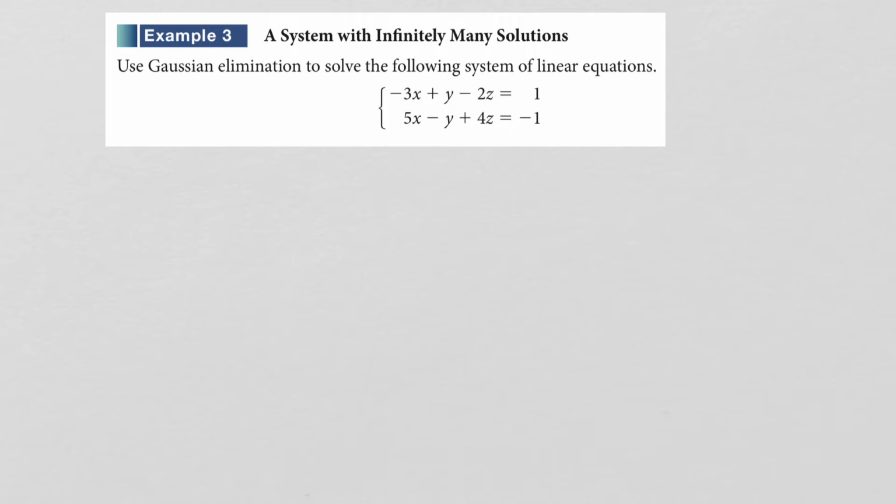Now we can go ahead and go through the same process. So I'm going to rewrite our system, and we're going to attempt to do the same thing we did in the previous example. What I would like to do here is get rid of the 5x. To do this, I am going to multiply the first equation by 5 and the second equation by 3 so that we get a common coefficient here. We'll have a negative 15x and a positive 15x. So let's go ahead and do that.